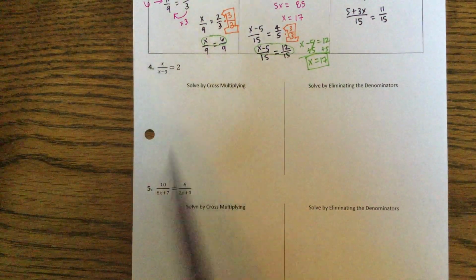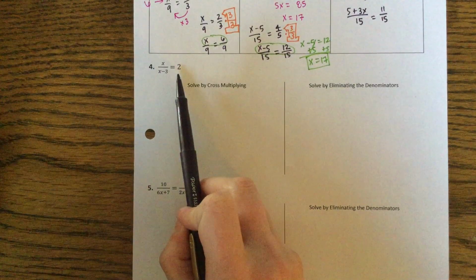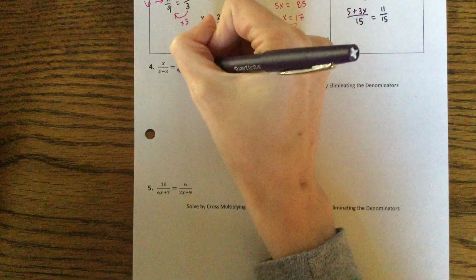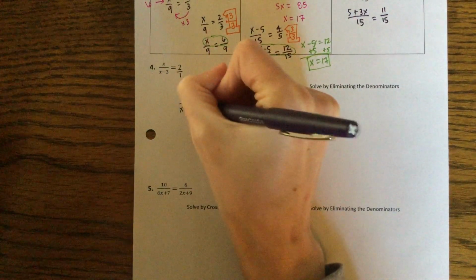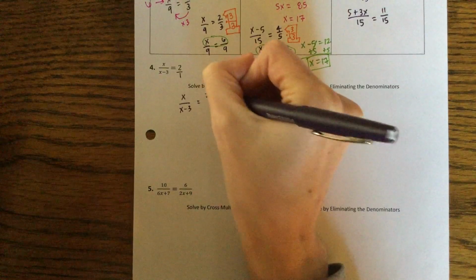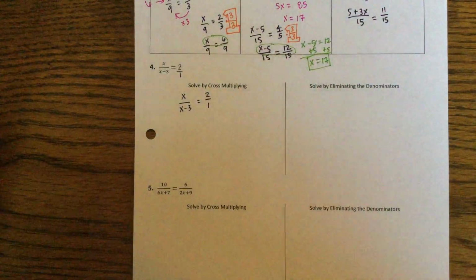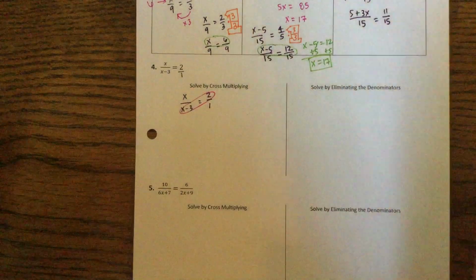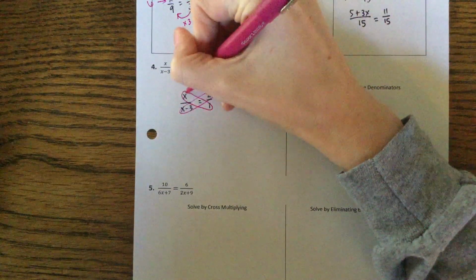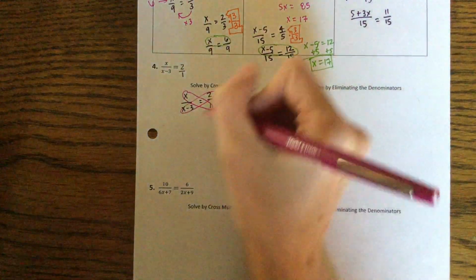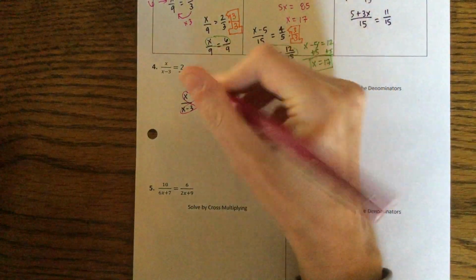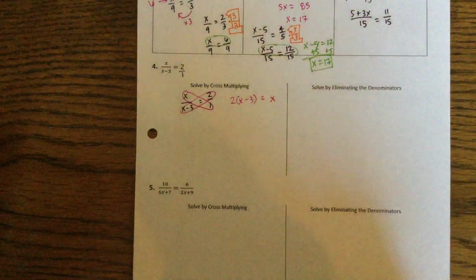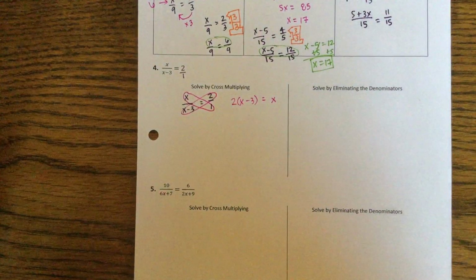So on number 4, if we're going to cross multiply, it would probably help if we wrote that 2 as a fraction. So writing that maybe as 2 over 1. So I'm going to write this down here, x over x minus 3 is equal to 2 over 1. So when you cross multiply, we're going to multiply the 2 times the x minus 3, and we're going to multiply the x times 1. So you could write that 2 times x minus 3 is equal to x times 1, or just x, right? And then solve this equation.